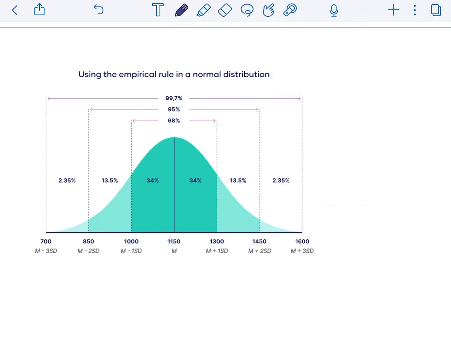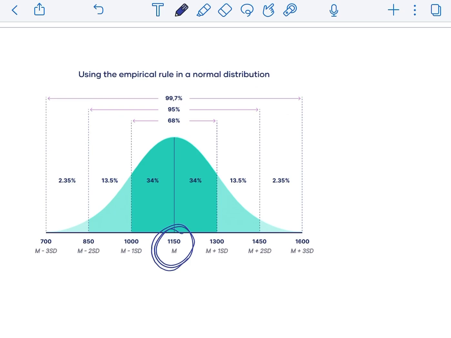So here we see something called the normal distribution. A normal distribution is when a set of data follows this same pattern, so that in the middle here we have the mean of the data. In this example, which is showing SAT scores, the mean is 1150.